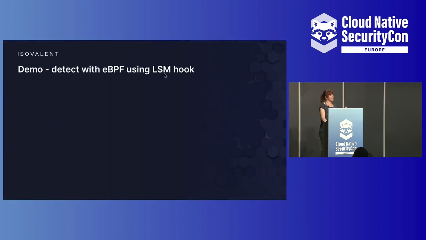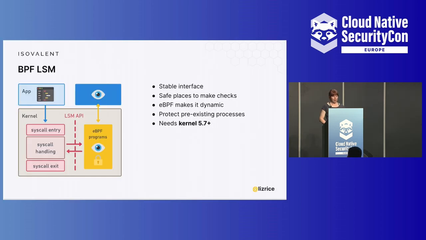So that interface is super useful. It's stable. It doesn't suffer from any kind of known vulnerabilities. But it needs a modern kernel. It was only introduced into 5.7. So unless you're running with that kernel or newer, you don't really have the option to use eBPF against that LSM interface. So do we have an alternative?